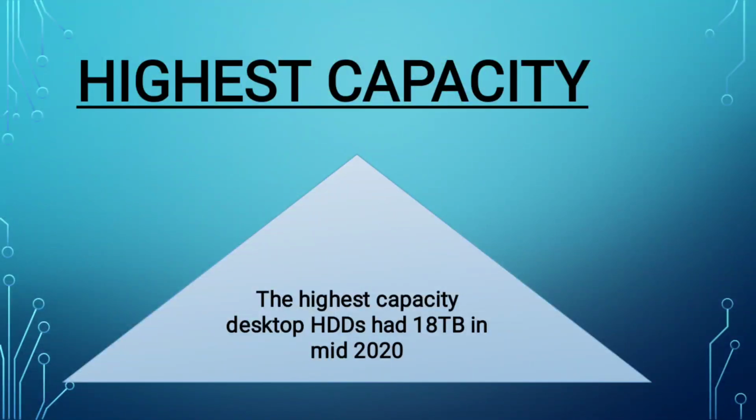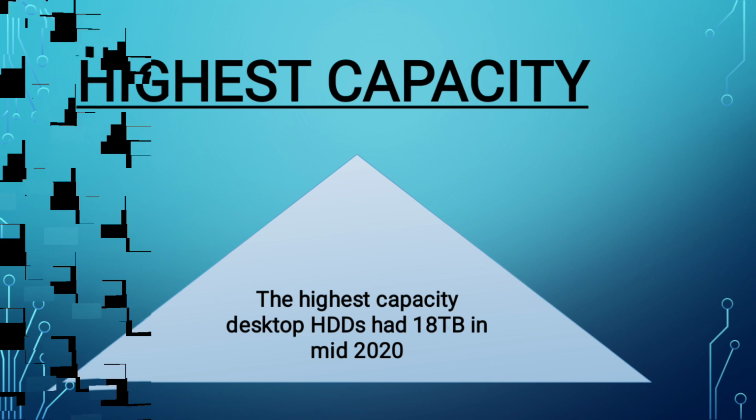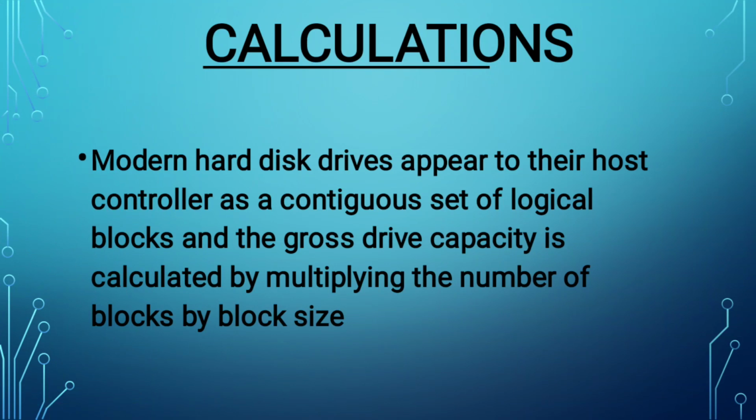Next term we have highest capacity. The highest capacity desktop SSDs had 18 TB in mid 2020. The capacity of a hard disk drive as reported by an operating system to the end user is smaller than the amount stated by the manufacturer for several reasons. Next we have calculation. Modern hard disk drives appear to their host controller as a contiguous set of logical blocks, and the gross drive capacity is calculated by multiplying the number of blocks by block size.